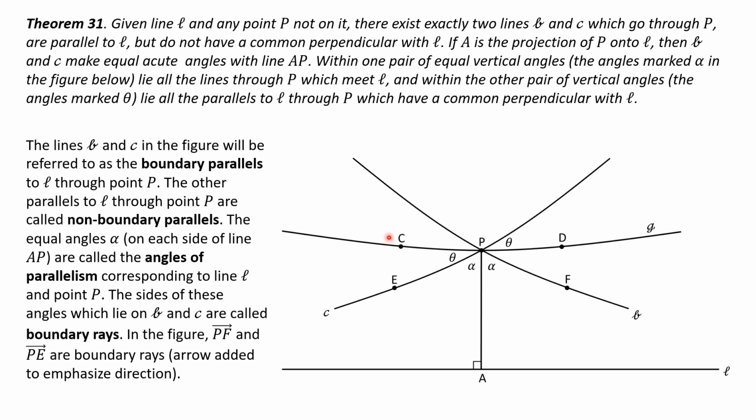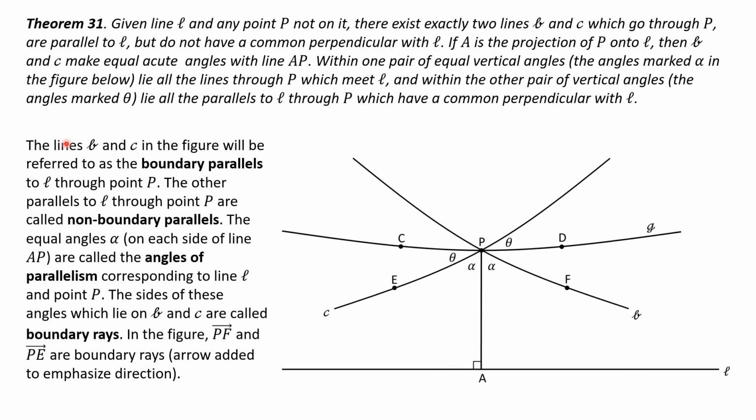So let's just summarize this here. We have a line and a point, and we have these two lines C and B that are parallel, but they don't share a common perpendicular with L. And then all the lines that go between C and B, so everything that goes in between here, for example G, is parallel to L and does have a common perpendicular. And then all the lines that make a smaller angle with AP, in other words, all the lines that go through here and here within angle alpha, intersect the line L.